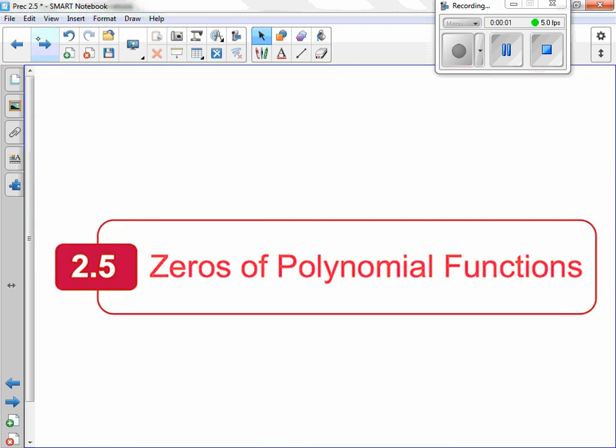Zeros of a polynomial function is what we're looking at today.